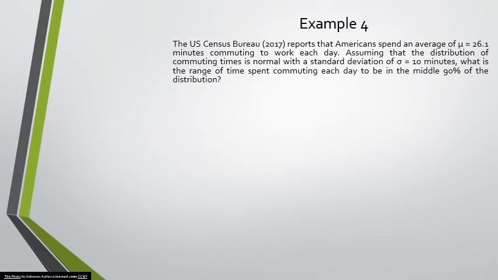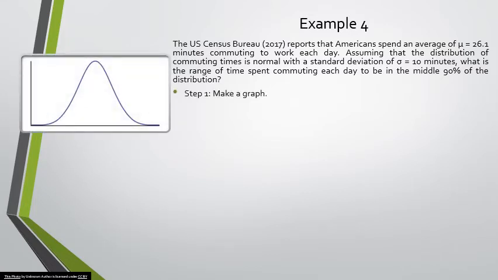So this is the same problem we had a few minutes ago with a mean of 26.1 minutes commuting to work, standard deviation of 10. Only this time the question wants to know what is the range of time spent commuting each day to be in the middle 90% of the distribution. So you make a graph.